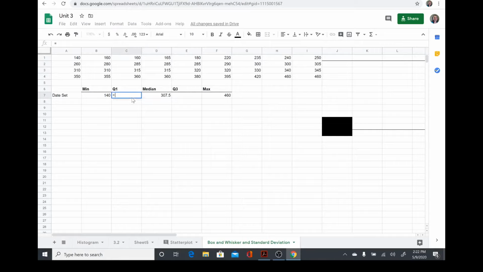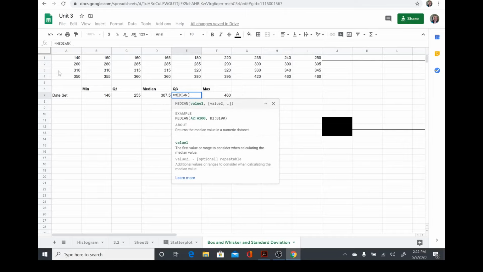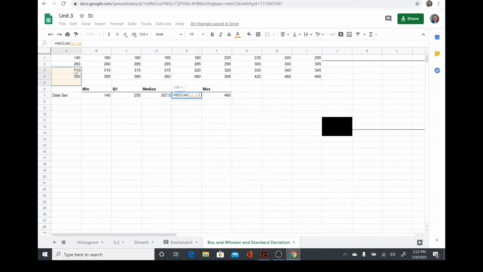Q1 is the median of the top half, so we'll do median again. Median, and I'm going to just select the top half of the data set. And that is 255, and then we'll do median of the lower half. And that is 347.5. And those are the 5 numbers we would need for a box and whisker chart.